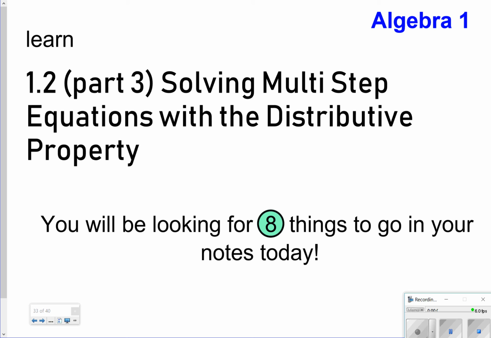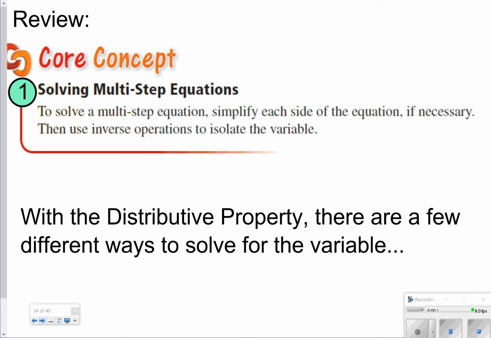Today we're going to be looking at Lesson 1.2, Part 3, Solving Multi-Step Equations with the Distributive Property. Today's notes will have 8 things in it, so let's go ahead and get started. First thing again, we're just going to review how to solve multi-step equations. To solve a multi-step equation, you're simplifying each side of the equation if necessary, and then you're going to use the inverse operations to isolate the variable.